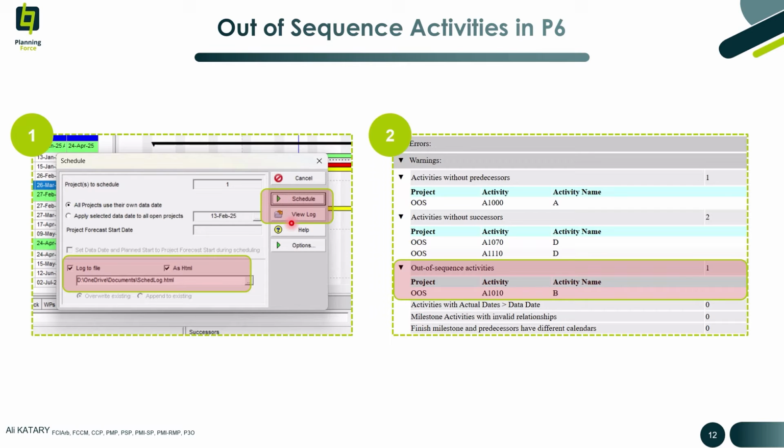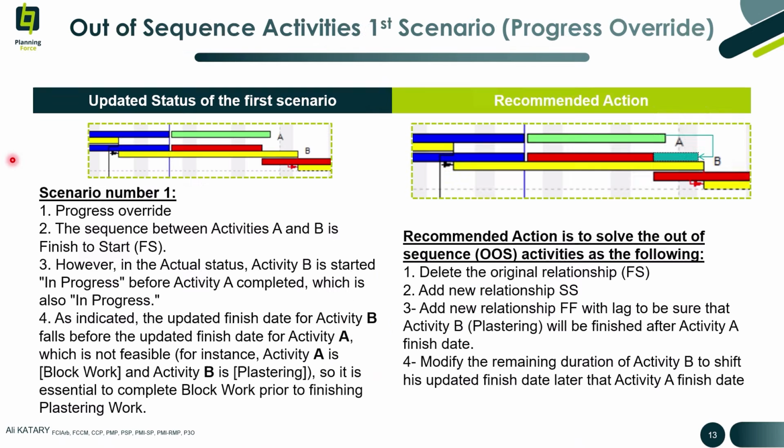After clicking on view log, this report will appear. We have a section here for out of sequence activities. You have the activity ID, activity names, and also the number of the out of sequence activities. Let's see some critical scenarios of the impact of out of sequence activities on the project timeline.